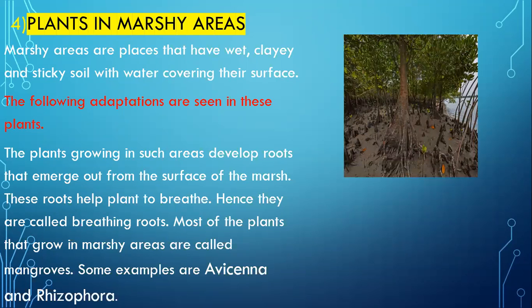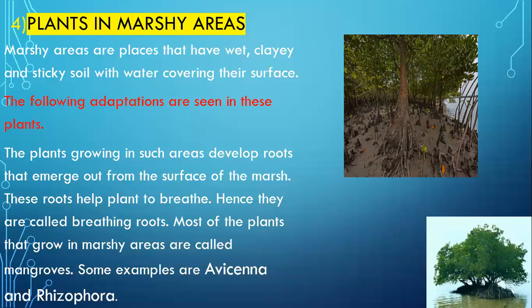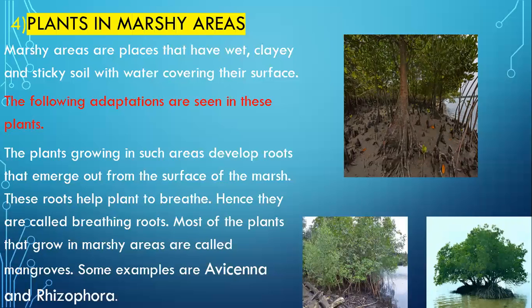See, here is the picture of mangrove plants, and you can also see these roots, called breathing roots, on the surface of the marshy land. Another picture is of Rhizophora. Another picture is of Avicennia.